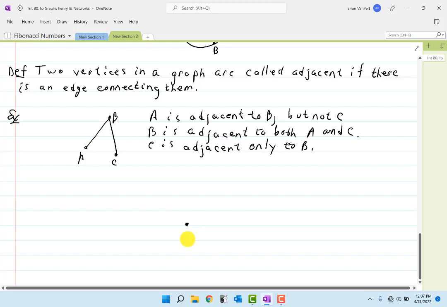Let me draw you. There is one thing that pops up from time to time, and that's something called a loop. A loop, A is adjacent to itself. And it seems the loop has some special properties we'll have to talk about later.